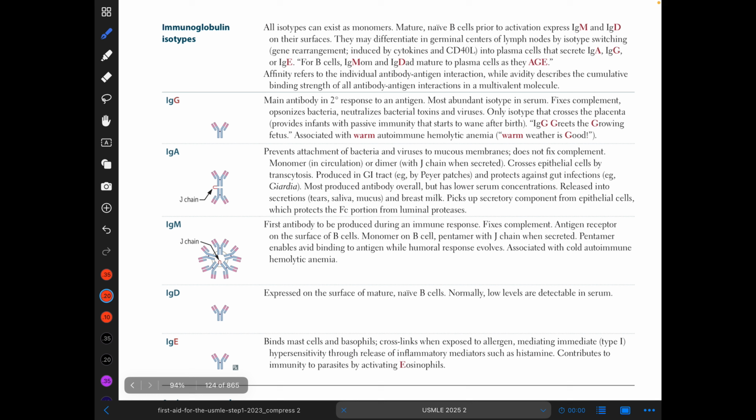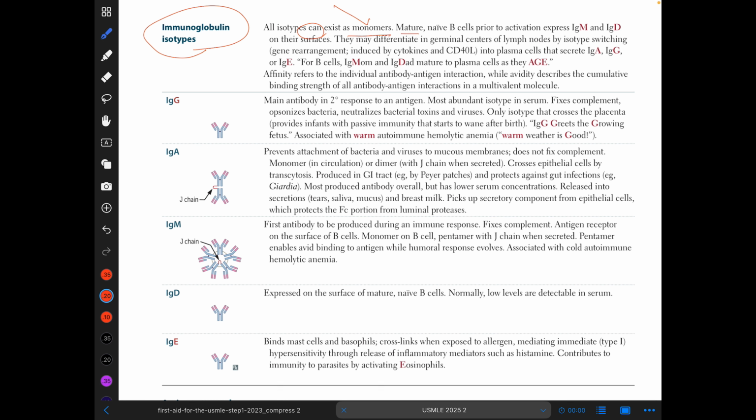If we talk about the immunoglobulins, they have different isotypes. A simple formula, GAMDE, you can remember as IgG, A, M, D, and E. To start the elaboration: all isotypes can't exist as monomers. That is wrong. All isotypes can exist as monomers. They can exist separately in a one-molecule-wide structure.